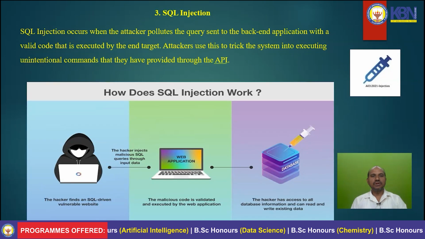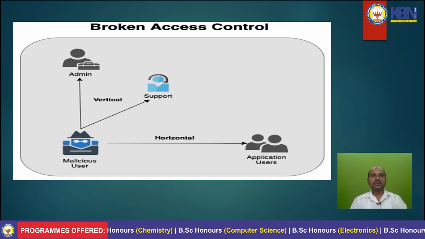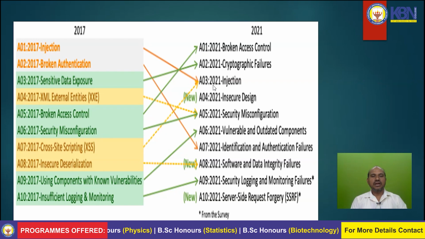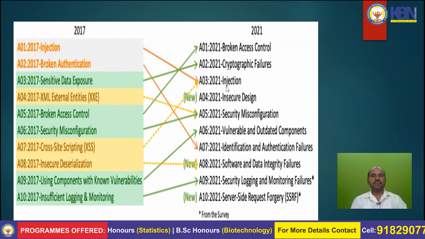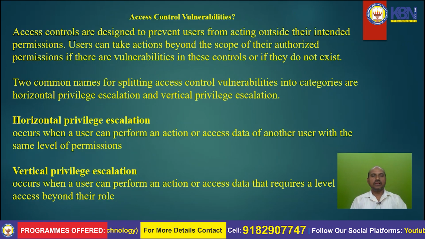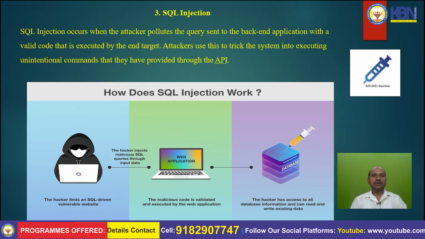The next one, so see, this is the third one, that is SQL injections. Previously, SQL injection was in first place in 2017, and gradually it decreased to third place in 2021. So here this is the SQL injections.